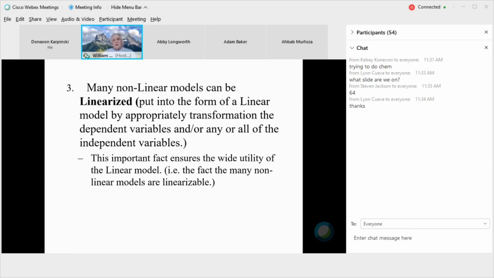Many nonlinear models can be linearized. They can be put into the form of a linear model by taking transformations of either the dependent variable or the independent variable. So quite often, many nonlinear models can be changed into a linear model by taking transformations. A common transformation is the log transformation. It quite often straightens out data.